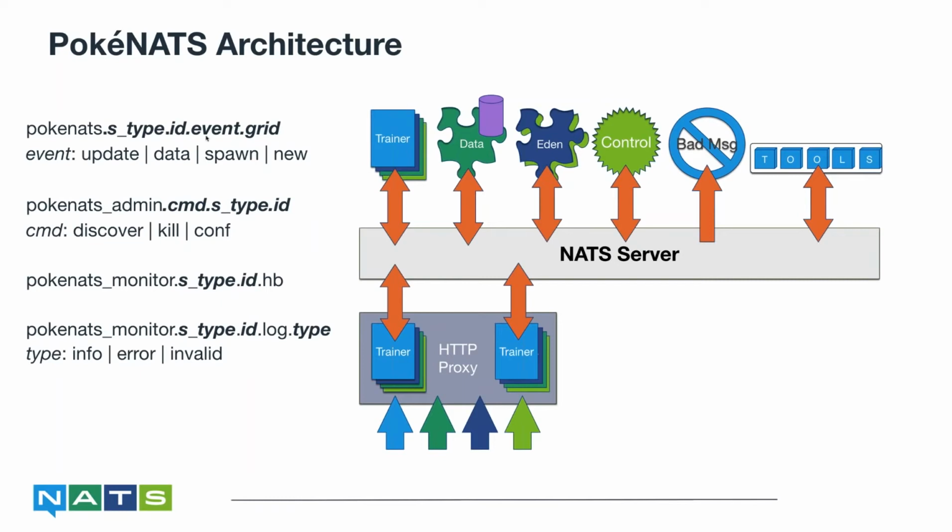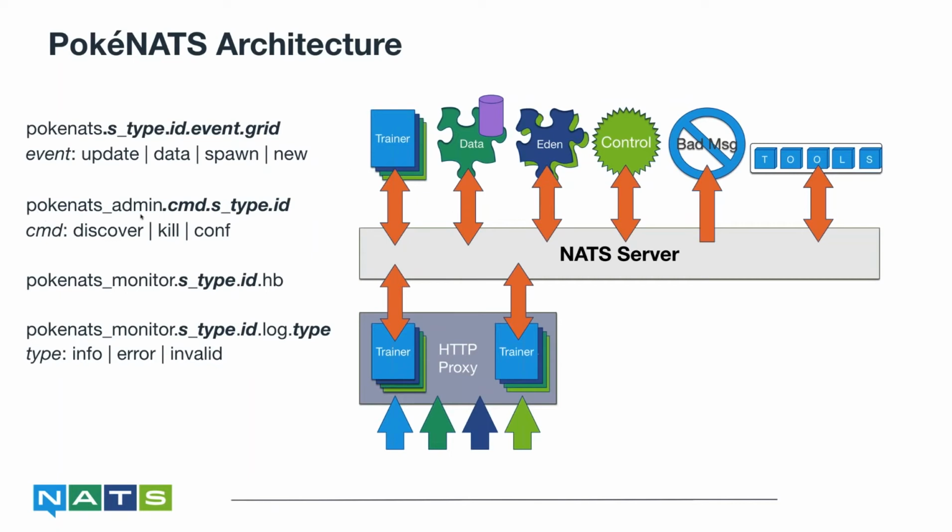The subscription is keying off of that to eliminate a lot of the work that happens, right? The game events, or the event that I have over here, are the different types of things that could happen in the game. So for example, the trainers are submitting updates all the time. The initial login that the trainer made to the data service was a data request. The trainer then requested a new spawn from the Eden service, and the Eden service responded by publishing a spawn event, right?